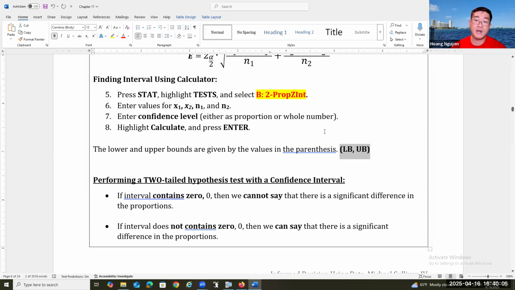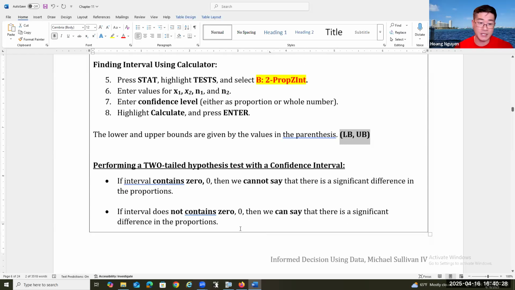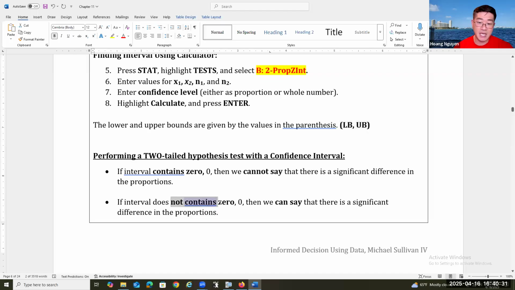So if the confidence interval that we constructed contains 0, then we cannot say that there is a significant difference in the proportions. If the interval has a 0, it means that there is a possibility that the two population proportions will be equal. That's why you cannot say that there is a significant difference between the two population proportions. If the interval does not contain 0, we can say that there is a significant difference in the two population proportions.